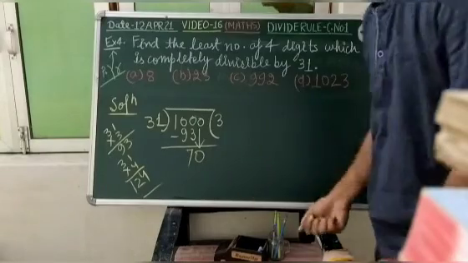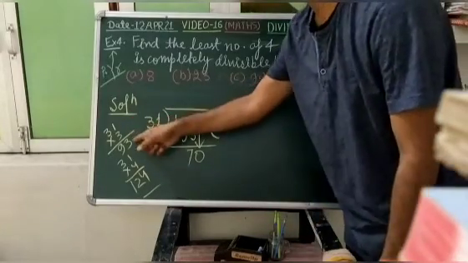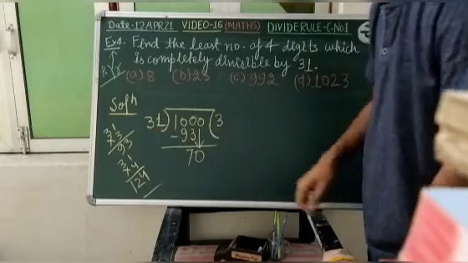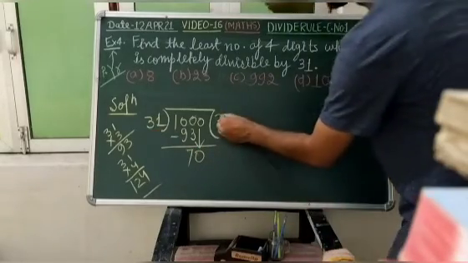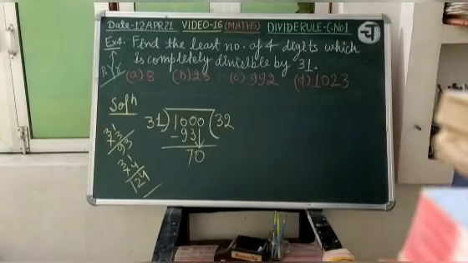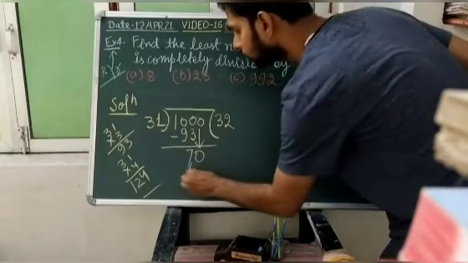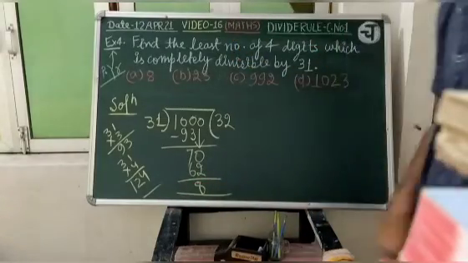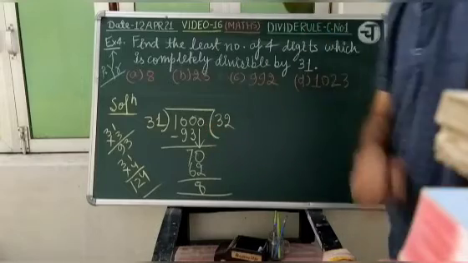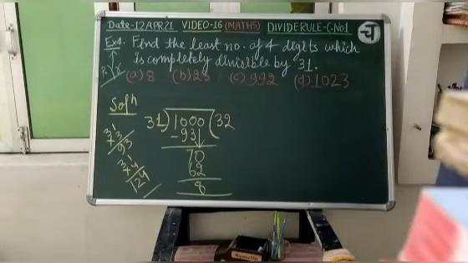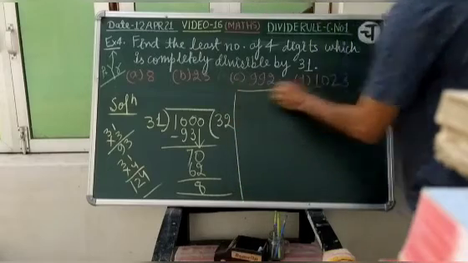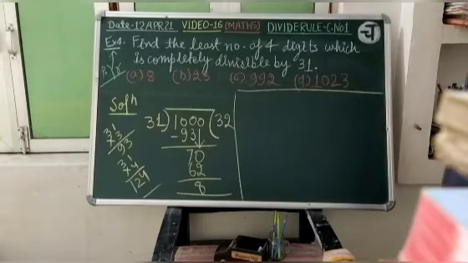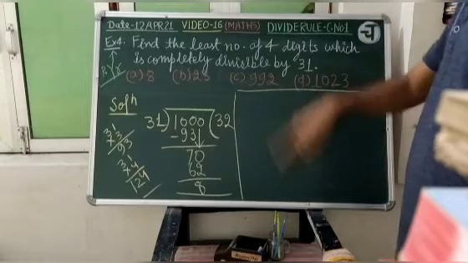Now how many times should it go? You are looking, 3 times is 93, which is bigger than this 70. So can we think about 2 times? Yes, of course, 31 2s are 62 will come, and you are looking that we are getting a remainder here. So our 1000 is not divisible by 31 since the remainder is coming. We want a number which should be divisible by 31, and that should be of 4 digits.